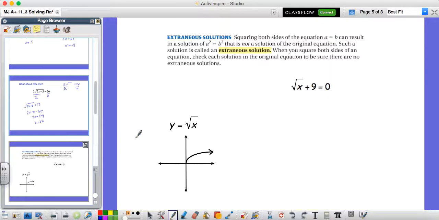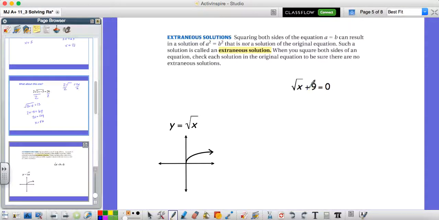Okay, one thing we need to watch out for is what are called extraneous solutions. And the idea of an extraneous solution is when we looked at the graph of the square root of x. Remember, this graph was only defined for positive values of x. So we didn't have anything over here in the negative region.